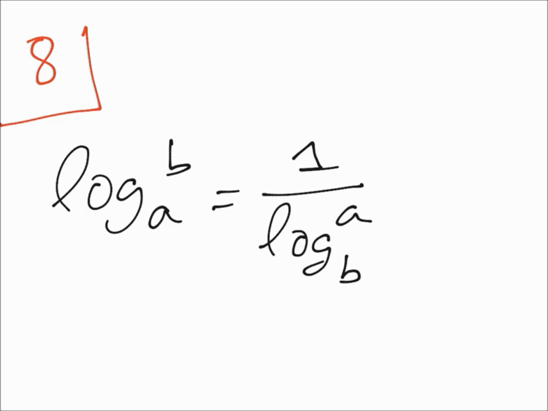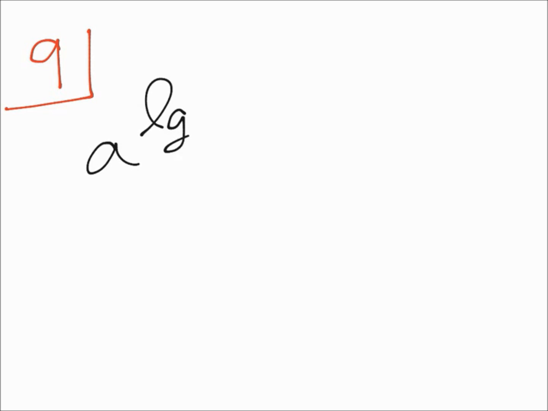So you're just changing the superscript and the subscript. And finally, rule number 9 says, let's say we have a to the power of a logarithm base a of x, is going to be equal to x.